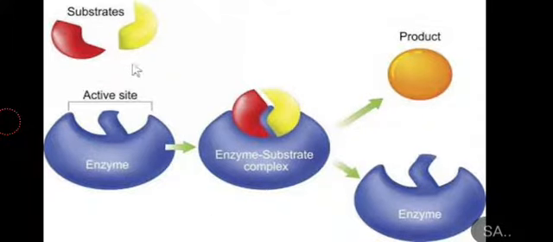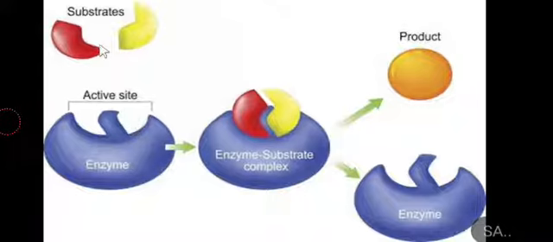Now, first things first, the substrate. Enzymes let these substrates attach to their active site. This is the enzyme and this is the active site. The active site is the place on the enzyme which is going to bind them. So the active site is the site where the substrates are going to attach.